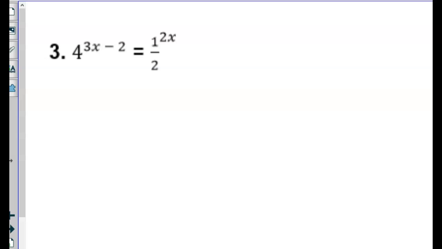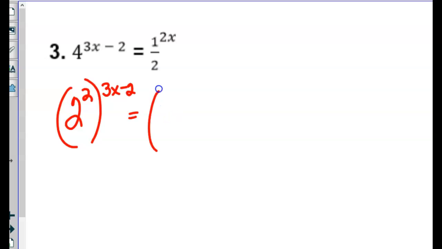Can you try that one on your own? Make those powers of 2? Did I give it away? They should be powers of 2. What's this one as a power of 2, guys? Yeah, good job.